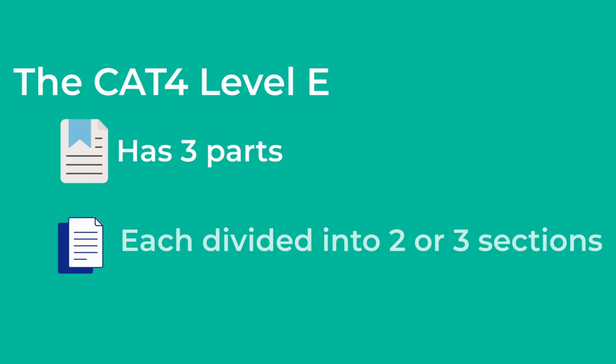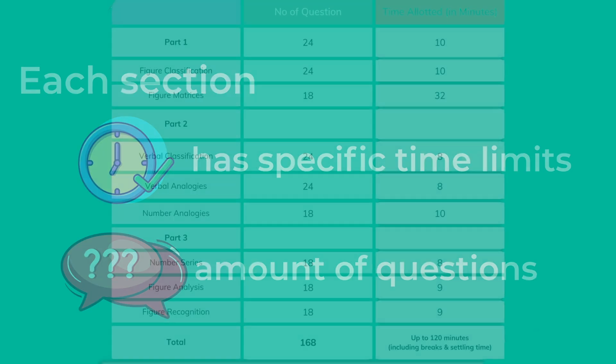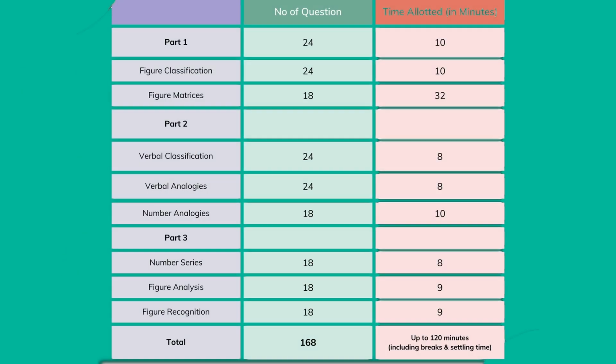The CAT4 Level E has 3 parts, each divided into 2 or 3 sections. Each section has specific time limits and amount of questions, as you can see in this table. Now, let's answer several sample questions together so that you get a feel for the actual test.